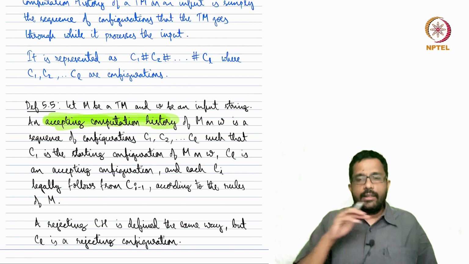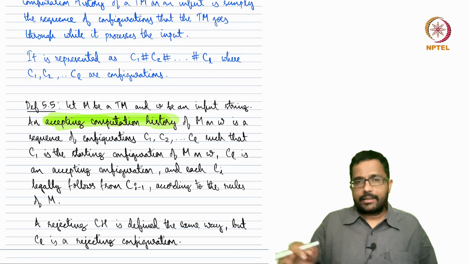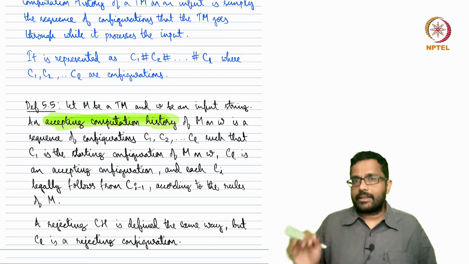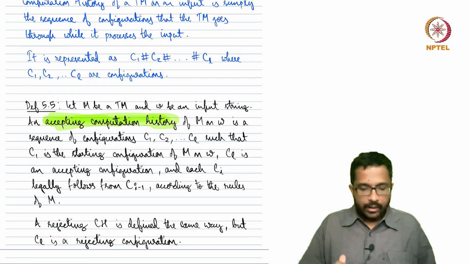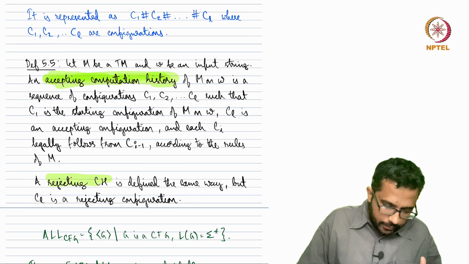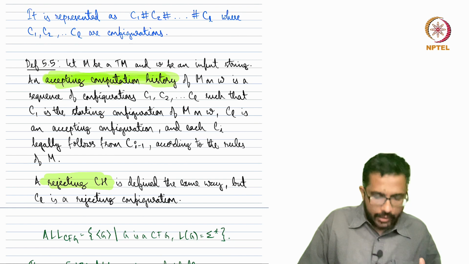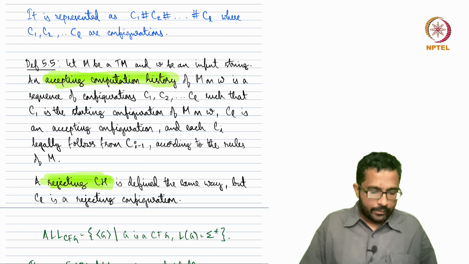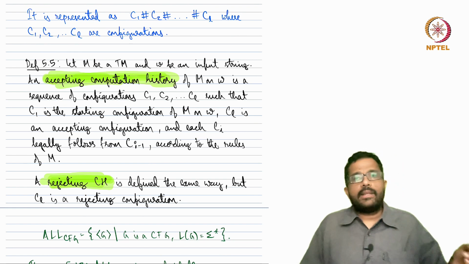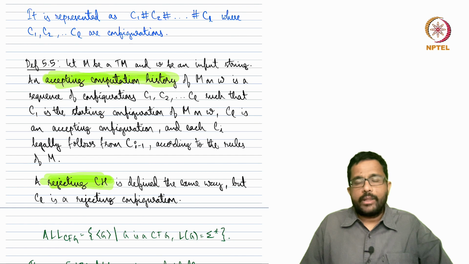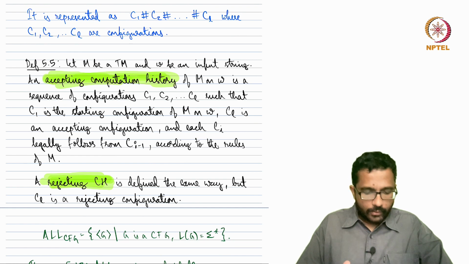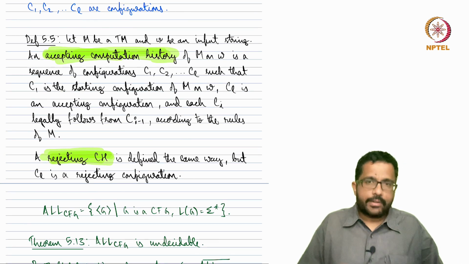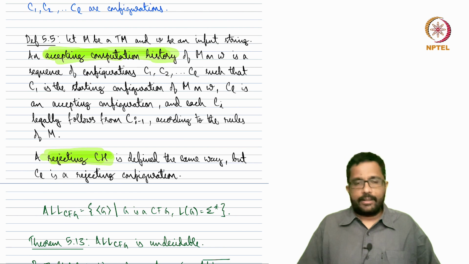So I want each configuration to be a valid successor of the previous one. The starting configuration should be the correct starting configuration, and the last should be an accepting configuration. Similarly, we can define rejecting computation history, which is defined exactly the same way, just that instead of CL being an accepting configuration, we want CL to be a rejecting configuration. So these are the two definitions. For the purposes of this lecture, we will only be using accepting computation history.